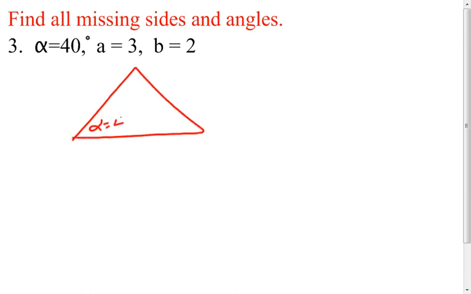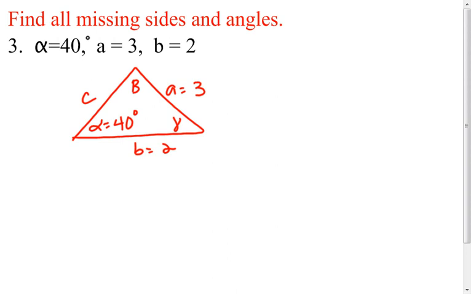Angle alpha is 40 degrees. Side A is 3. I'm going to put that there. I don't know beta, but I know side B is 2. And I know this has to be side C. This is gamma then. Okay? So I can't find any angles here because I have two unknowns. That is not going to help me.